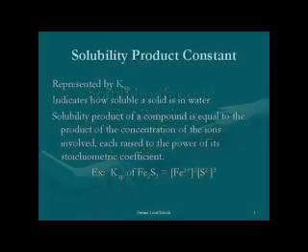The solubility product constant is represented by K sub SP. It indicates how soluble a solid is in water. So the solubility product of a compound is equal to the product of the concentration of the ions involved, each raised to the power of its stoichiometric coefficient. So, for instance, the KSP of Fe2S3, which is iron 3 sulfide, is the concentration of Fe3+ squared times the concentration of the sulfide ion cubed.